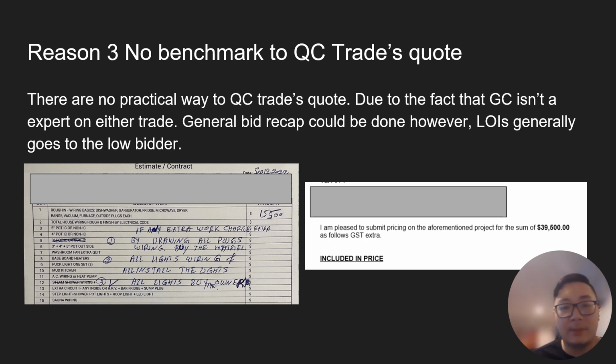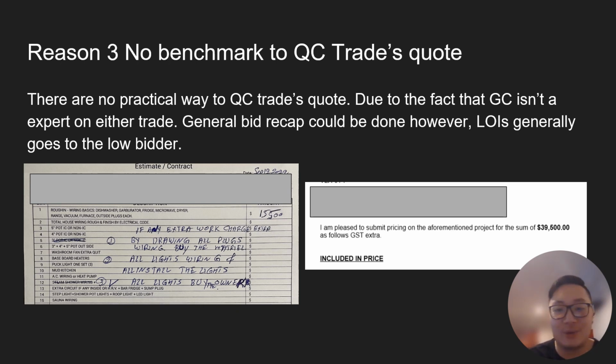And we have reason number three. There's no benchmark to do quality control on the trade's quote. So for a GC, we get our pricing from the quote from our trade, right? And there's no one practical way to QC a trade's quote. I mean, you can verify the scope of work, you can make sure the scope of work covers the whole drawing, you can do a bid recap, but at the end of the day, you don't know, since you are not the trade expert.